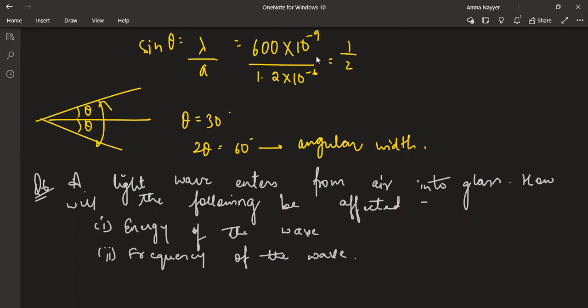See class, for this question, no. Light wave enters from air into glass. This is also one of the question of previous year, 2004, I think, or more than that. So how will the following be affected? Energy of wave and frequency of wave.